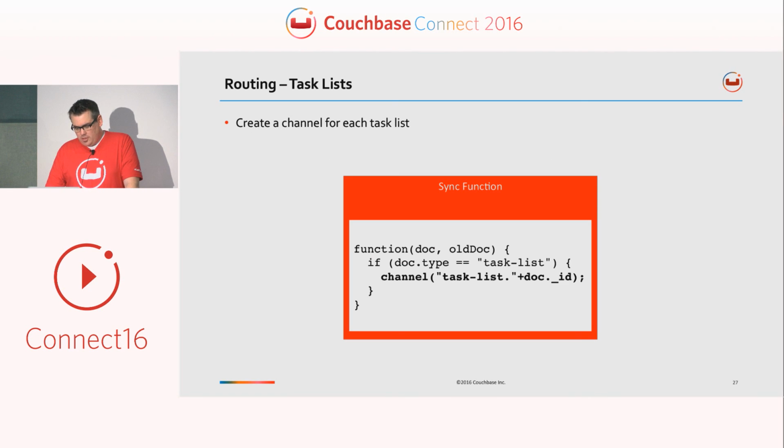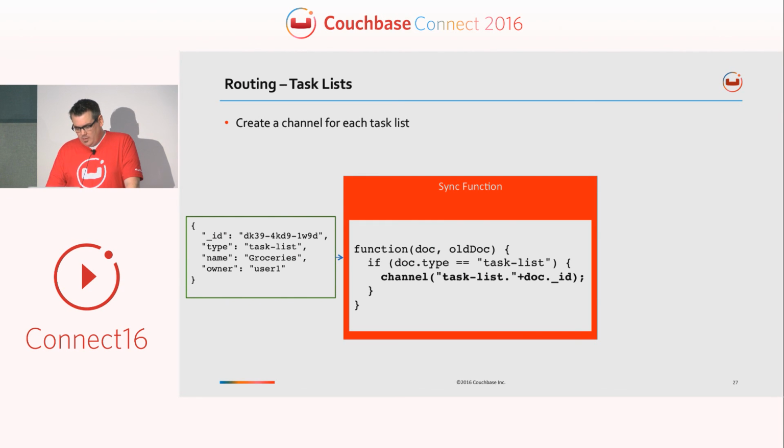So let's go back to our task list application. What we're going to want to do is create a channel for each task list. You can see the sync function in the middle. It's checking our doc type. Like I was saying, we use our document type to identify our business logic. Just a reminder, this is what our task list looked like. So we're saying if the document type is task list, then we're going to want to channel that to a channel called tasklist.id. So we're using the task list ID to define uniqueness for this document.